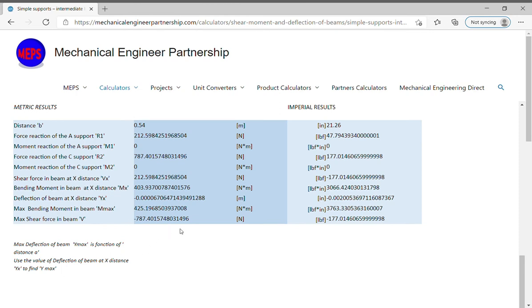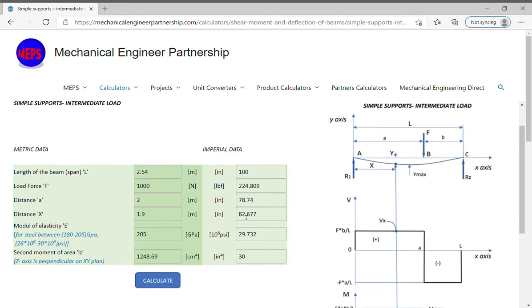Maximum bending moment in beam Mmax and maximum shear force in beam Vmax are used in calculation of normal and shear stresses. See the pages with stress calculators. Initial data in International System Units on the left side have equivalent data in Imperial System Units on the right, but the two blocks work independently. Let's have an example in metric: 3 meters for the length of the beam, 2000 newtons for F force, a distance 2 meters, and then 1.5 meters for x distance, modulus of elasticity 205 gigapascal.